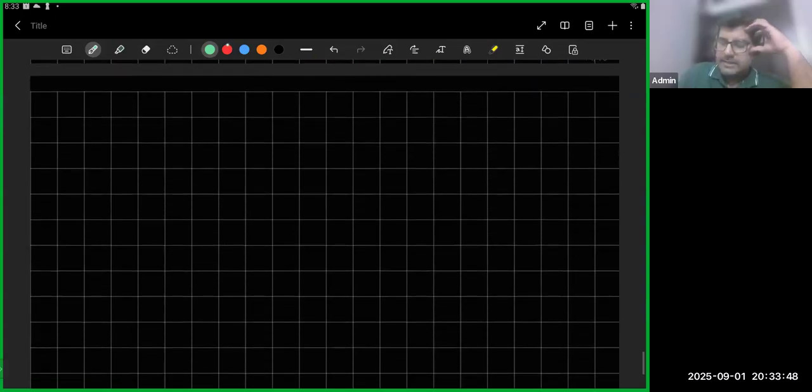Let's do one more question. We've got an acid, let's take HCl, and it has a pH of 2.1. It's a strong acid, and they're asking to find the HCl concentration.